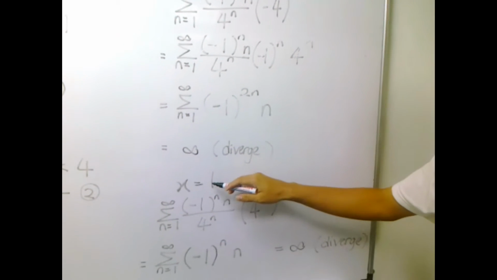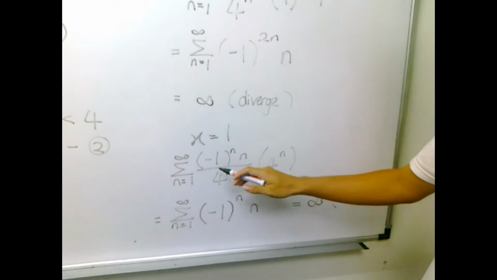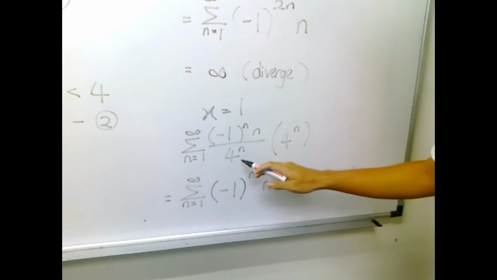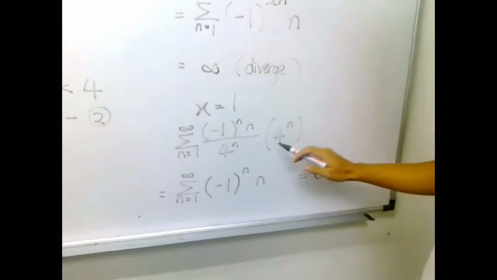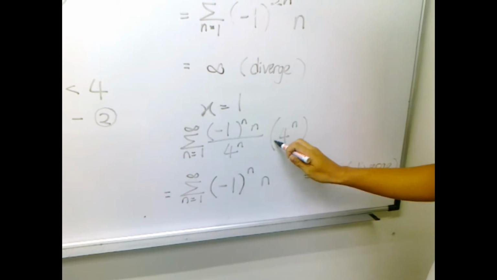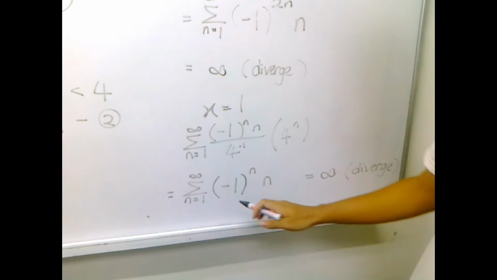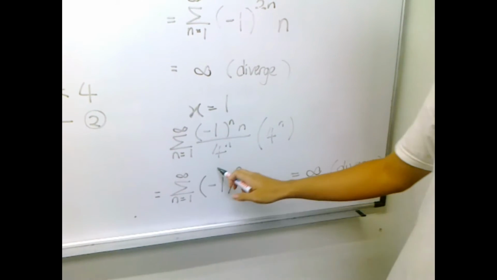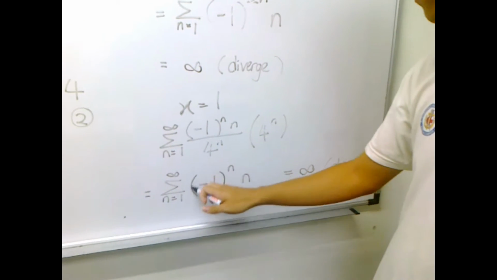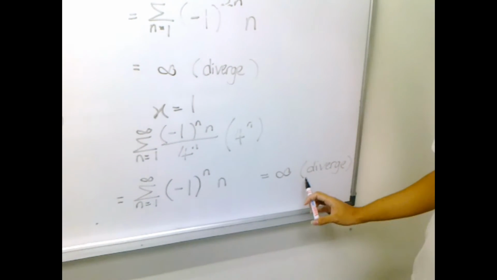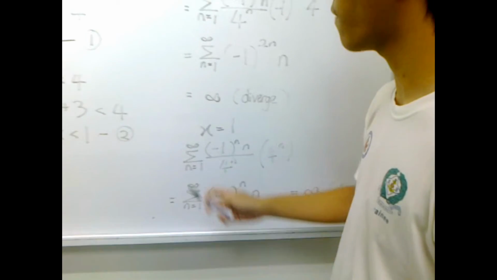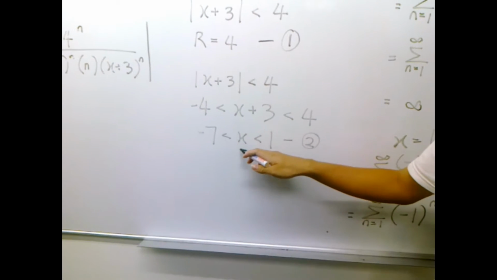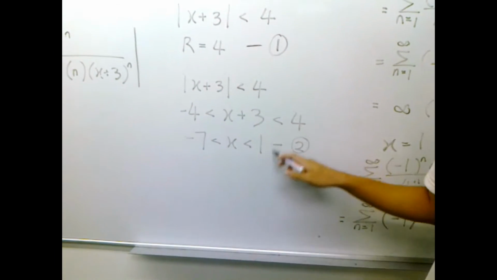And at x equals 1, we'll have negative 1 to the power of n times n over 4 to the power of n times 4 to the power of n, and once again we can cut this off, and we'll have a series of negative 1 to the power of n times n, and this is an alternating series, and therefore it diverges. And so the final answer is this: negative 7 less than x less than 1, which is the interval of convergence.